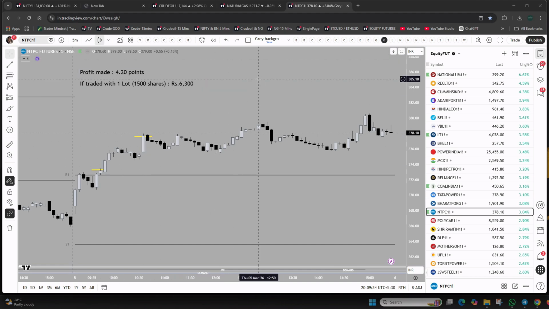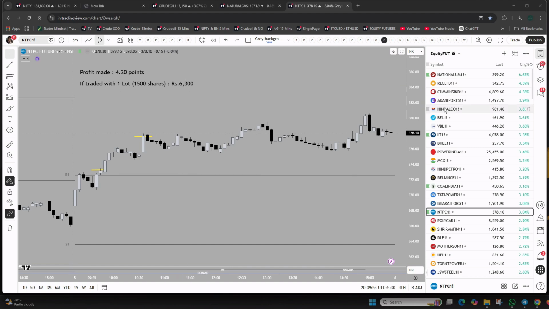So what I was saying was the profit was booked at around 4 rupees 20 paise, and as you can see here, if you would have traded with just one lot of NTPC with a lot size of 1500, your profit would have been around 6,300 rupees.